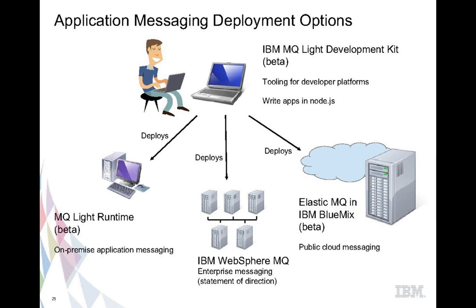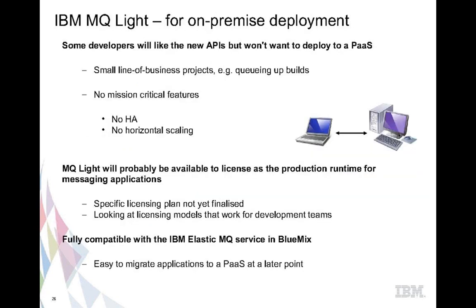So some more details on MQ Lite for on-premise deployment. It's for small line of business projects, for example, queuing up bills, sending notifications to different departments within the organization and things like that. And there are no mission-critical features provided like HA or horizontal scaling. So these features are not available. And MQ Lite will probably be available to license as the production runtime for messaging applications, but the specific licensing plan is not finalized yet, and we're working towards that.